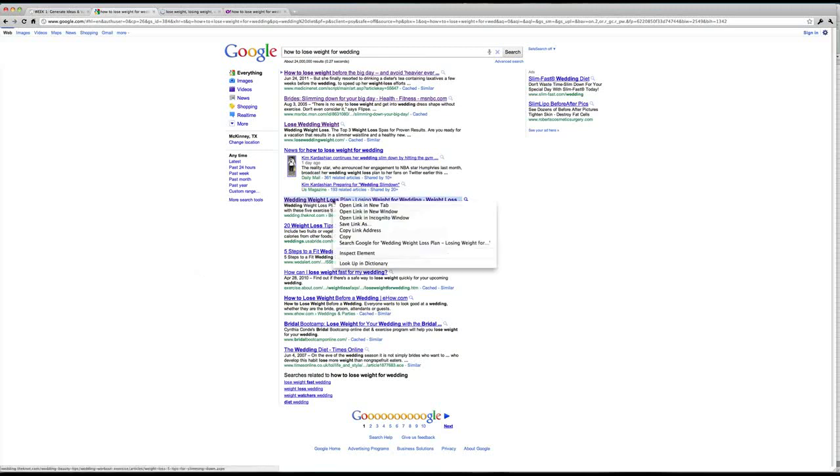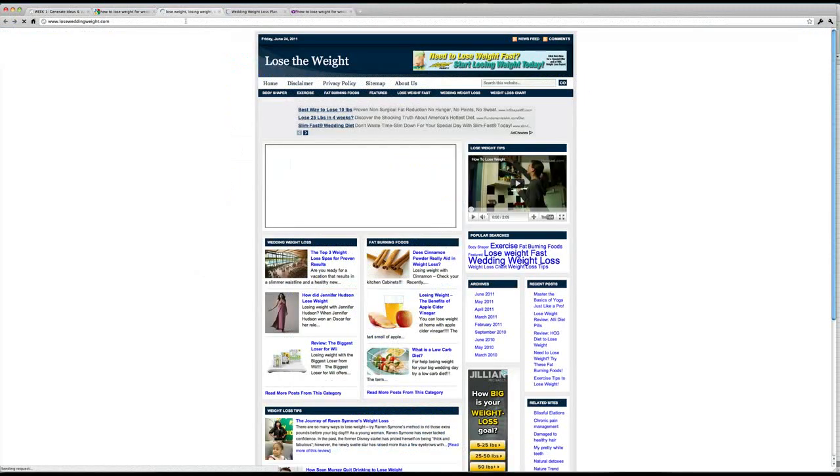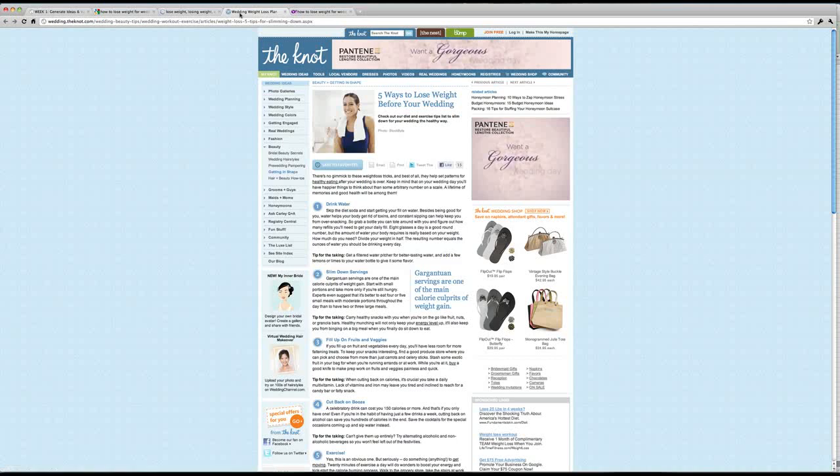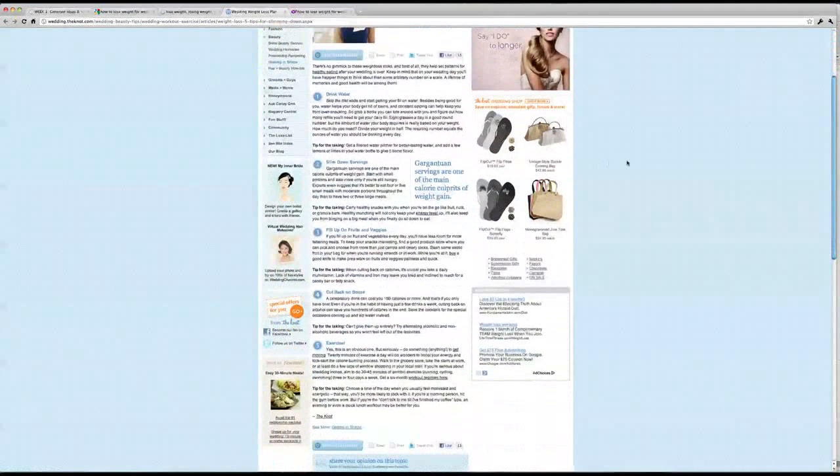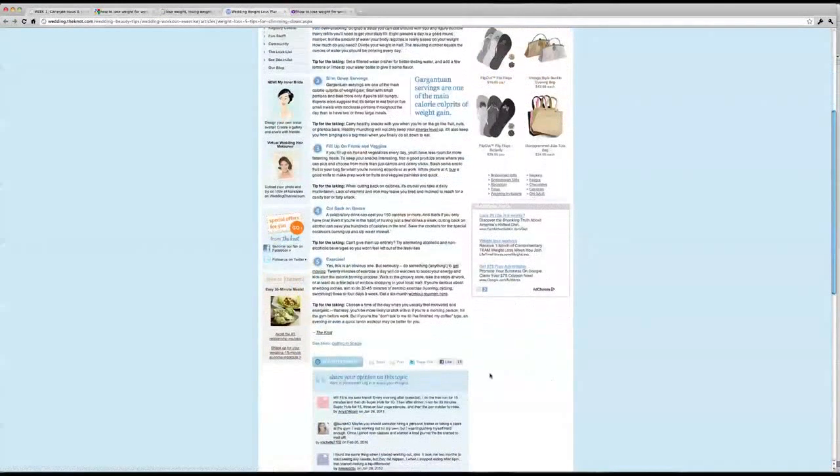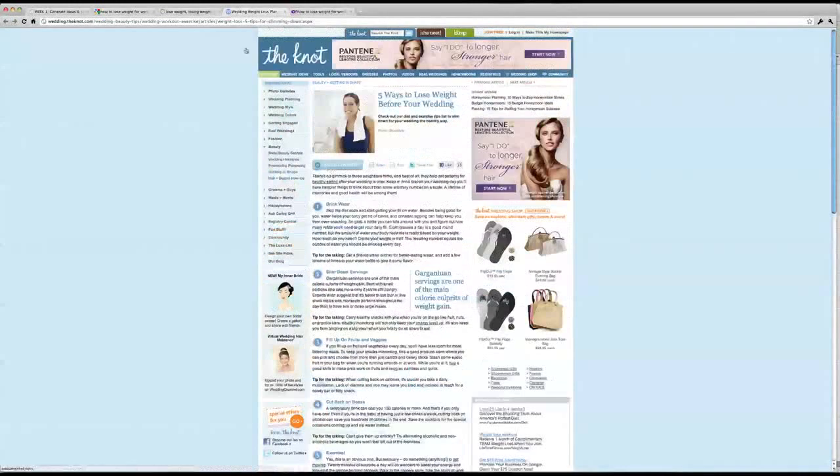Let's look here. The Knot. All right, so this is all about, let's look here. So here's some more ads. 25 pounds in 4 weeks. This is specifically, and then again, this says ad choices. I don't know if this is Google, probably is Google. However, it is tailored to a specific wedding based page.